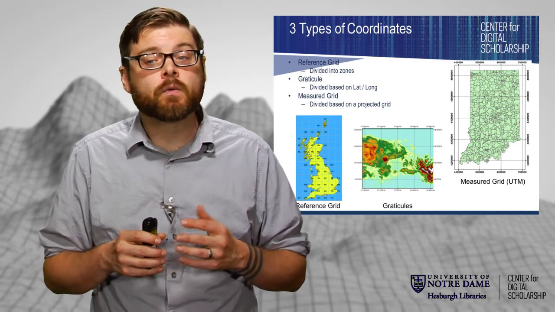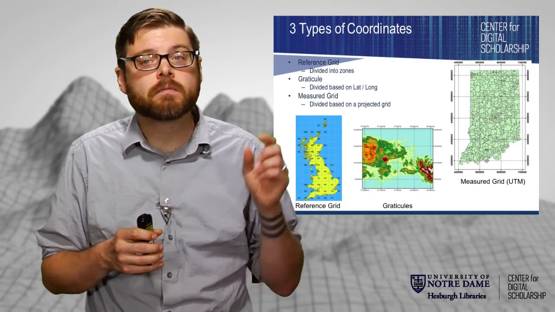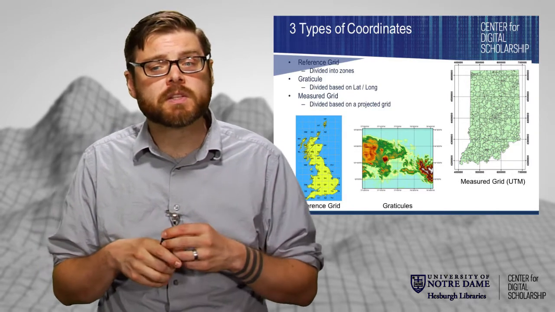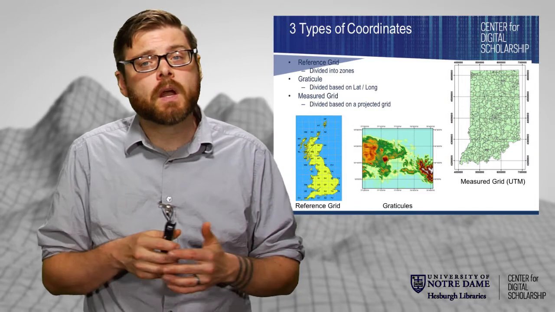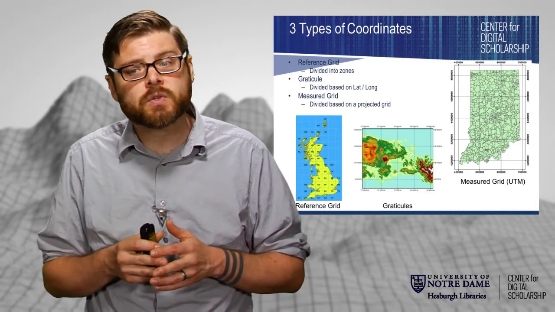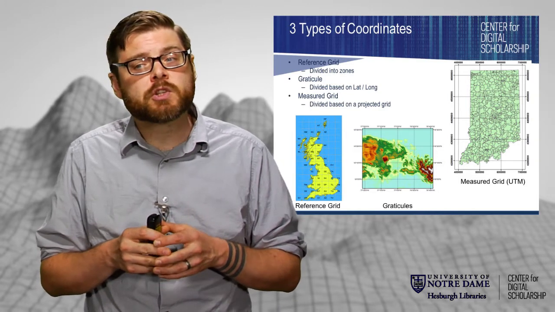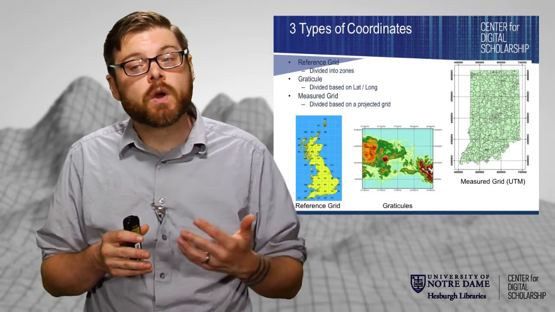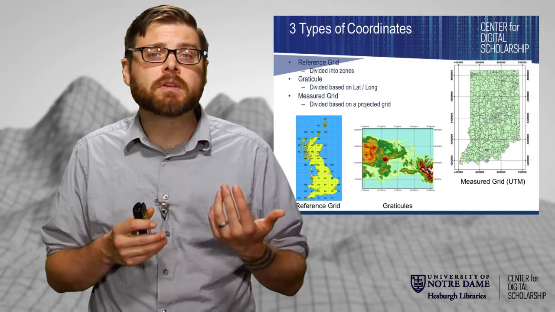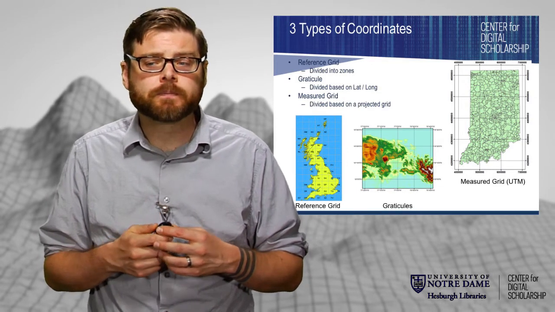And these can be either a reference grid, where you might have section A1, and then that might have a zoom in on that or something somewhere else. We can have a graticule, that is, the geographic coordinate system that we talked about in an earlier module, giving us latitude and longitude coordinates. Or we could have a measured one, some sort of projected system giving us the UTM coordinates or the state plane coordinates around the outside.